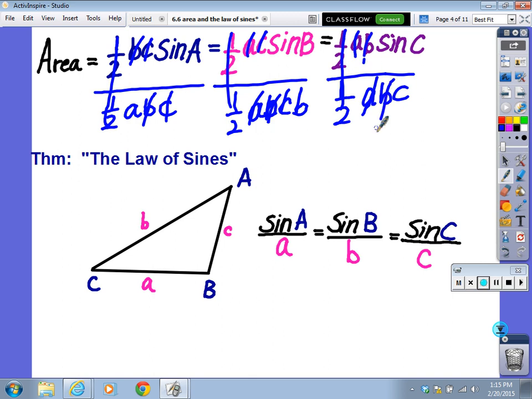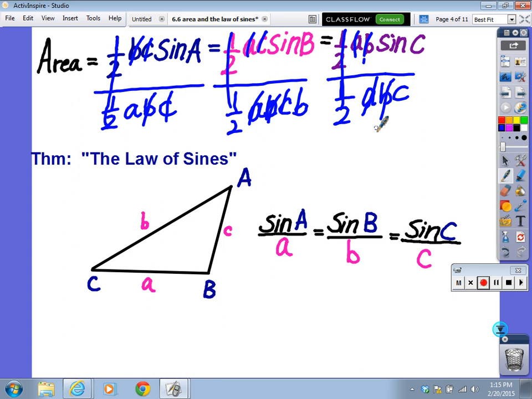So what's really cool is this is the law of sines. Sine of A all over side A is equal to sine of B over side B, which will be equal to sine of C over side C. So it just is proportionate, so we can set it up like this. We're going to use this to find missing side lengths or missing angles, and you'll see how we do that in just a second.